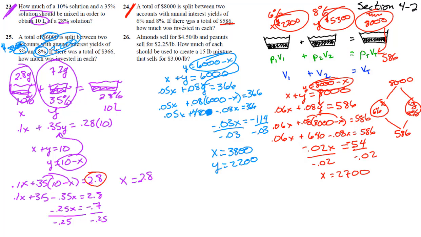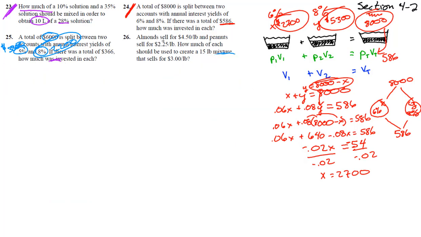All right. Let's clear this stuff off a little bit and get some room, and then we'll do number 26. Almonds sell for $4.50 a pound. Peanuts sell for $2.25. How much of each, so we're going to have an x and a y, should be used to create a 15-pound mixture? So again, we have x plus y equals 15. All right, that tells us about that. But we also know, and now this is very interesting, we're going to have this weighted mixture, but they're not percentages, they're prices.